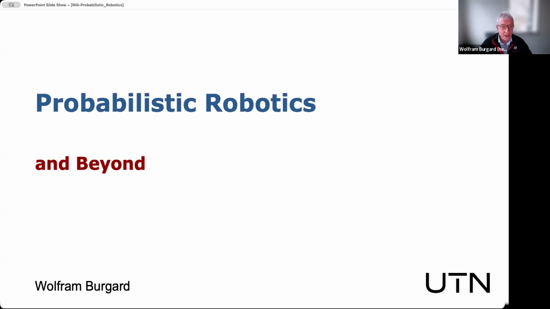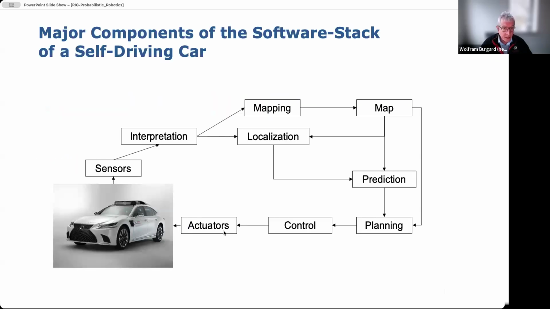A little bit of a tutorial on how to actually perform major tasks in self-driving cars. For example, when it comes to the typical software stack that you see in a self-driving car, you basically have the sensors that provide you with sensor data, then you typically have what is called an interpretation module, which I briefly cover only in this presentation.